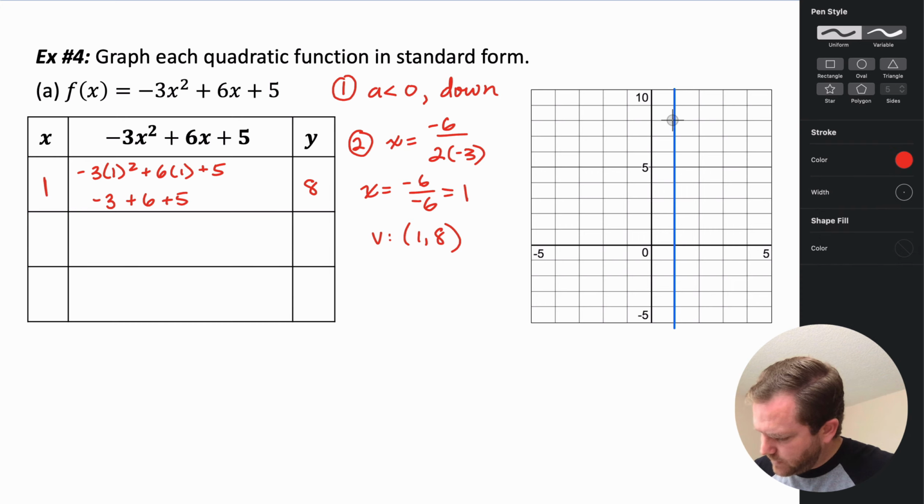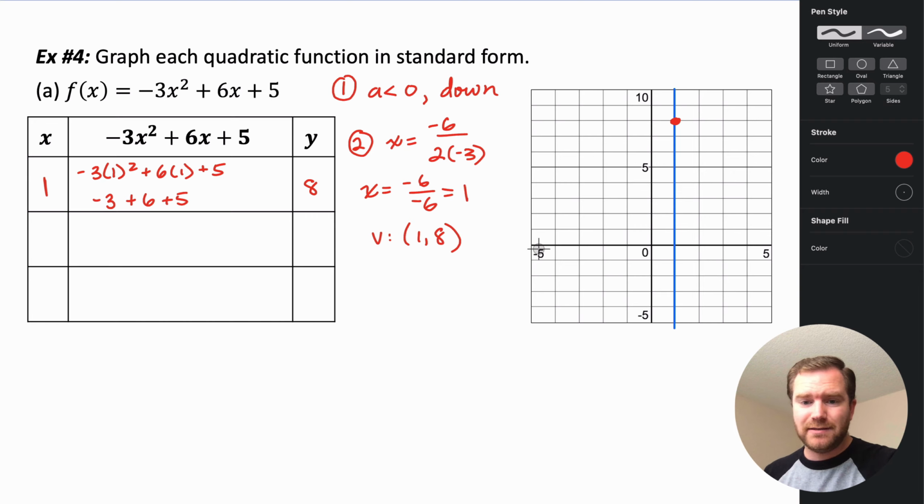Okay, so here's my vertex at (1, 8), and my axis of symmetry is there in blue. So now I need to pick some other points to graph. You can go either 2 points to the right or 2 values to the left and then use symmetry. I'm going to go left just because it's going to give me some nicer numbers, right? If I can plug in 0, it's kind of nice to do that.